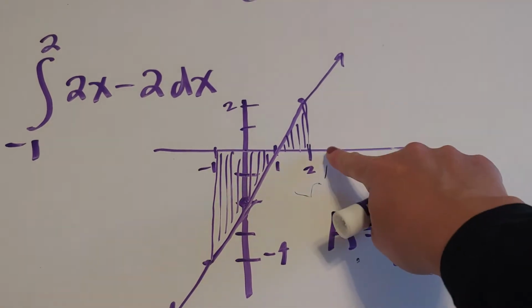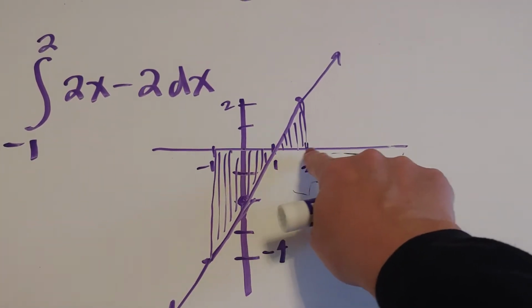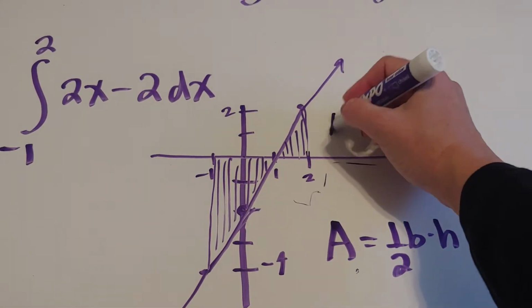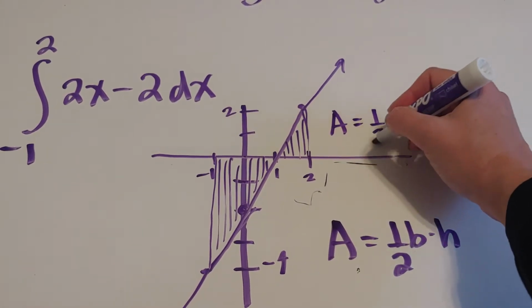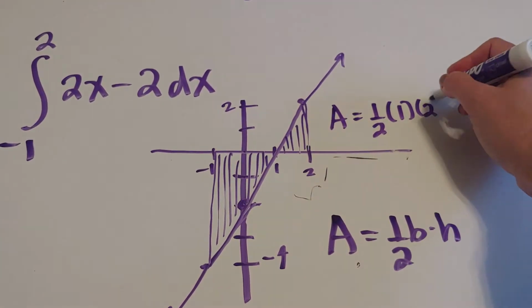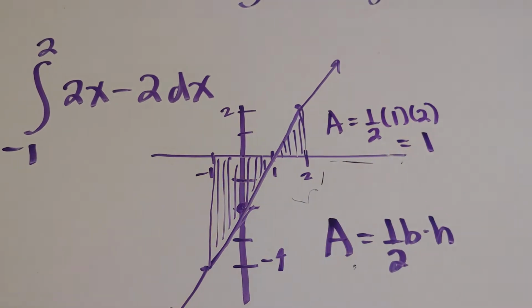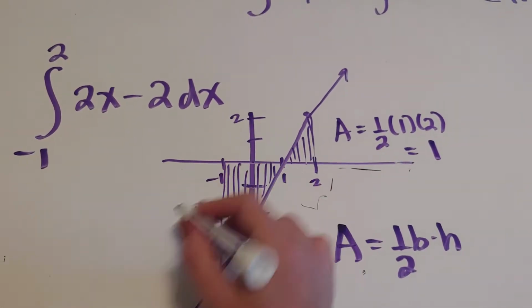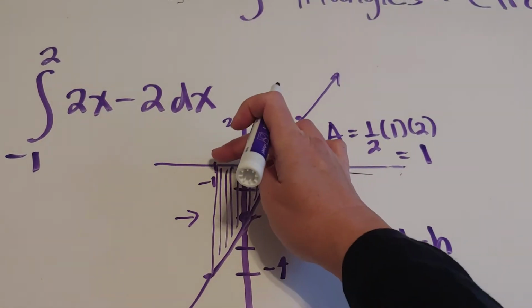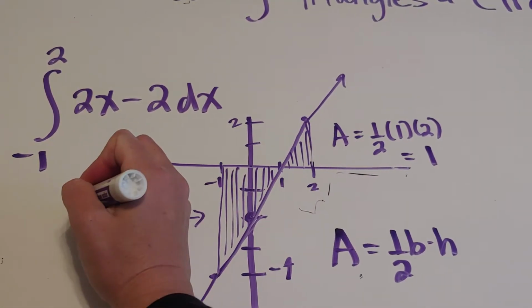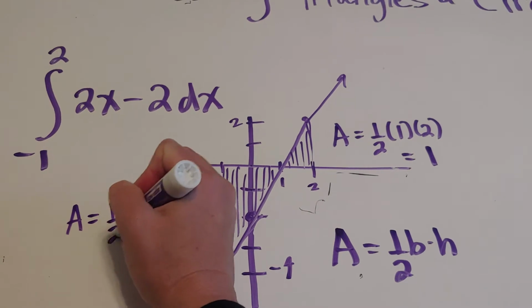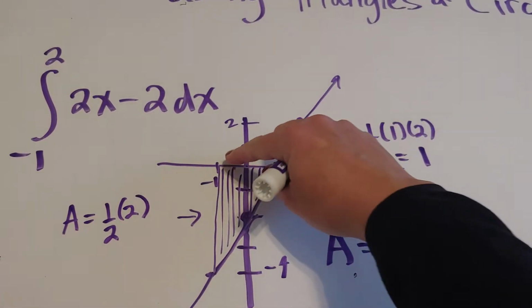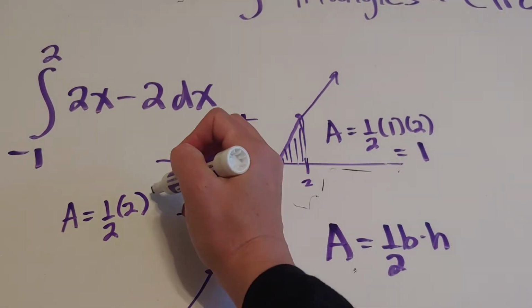Okay, let's go ahead and look at this guy. This has a base of 1 and a height of 2. So this area would be 1/2 times 1 times 2. So it looks like I'm going to have an area of +1. This area, let's see, I have a base of 2, and I have a height of -4.